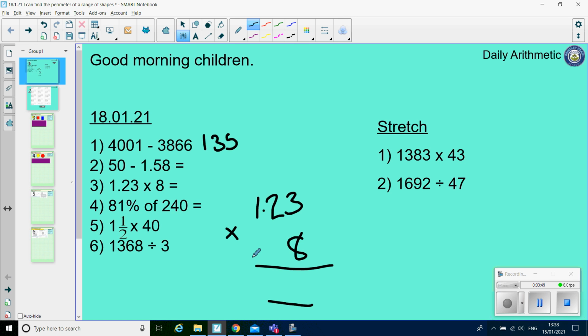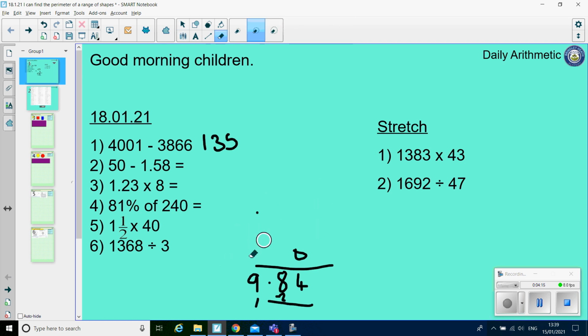answer. Okay, first of all then we're going to do 3 times 8, which is 24, 2 times 8, which is 16, add my 2, gives me 18. Remember my decimal point, and then I do 1 times 8 is 8, add my 1, gives me 9. So the answer is 9.84.